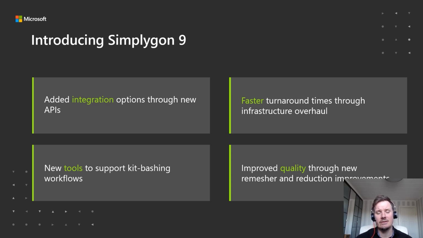We see that that's a very common way of working, and those assets have some problems that we can help out with. And lastly, we've improved quality by adding a new version of the remesher and also done some significant improvement to the reducer.